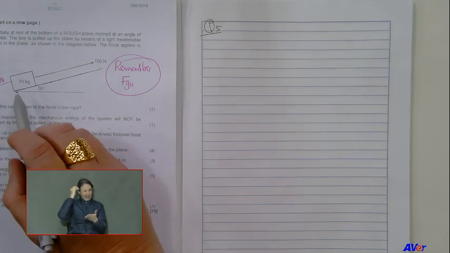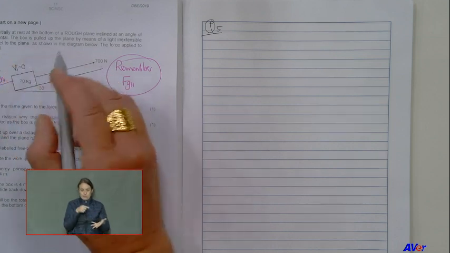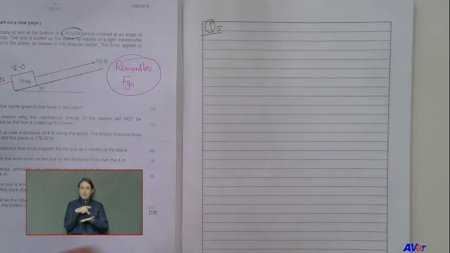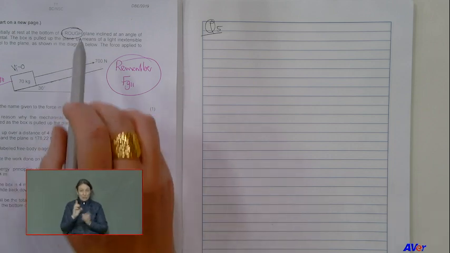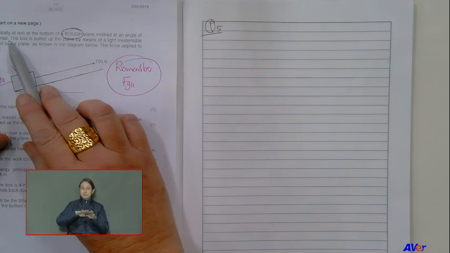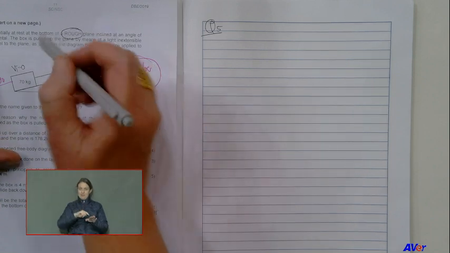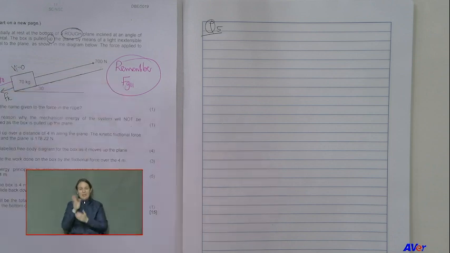Okay, 70 kilogram block is initially at rest at the position of a rough plane. Now I must just see if it's rough, then there's going to be friction. But I don't know if the friction is up or down the slope. I must see the direction first of the block. Inclined at an angle of 30 degrees to the horizontal. The box is pulled up. Okay, so if the box is pulled up, then I know friction is downhill.